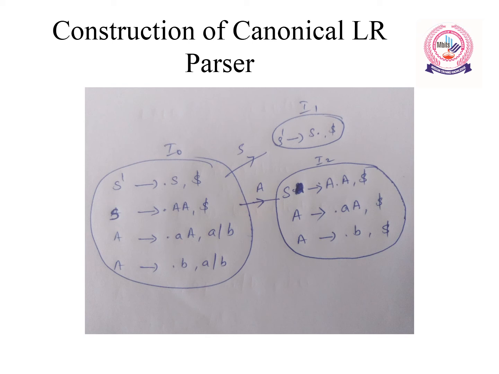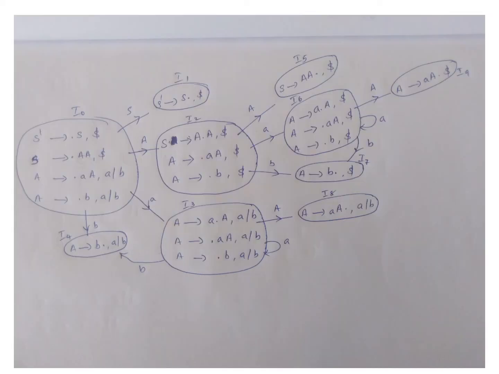Then how does this lookahead come? What is the general rule? The general rule is we need to identify the first of the second symbol that comes after the dot. What is first of that symbol? The second symbol here is dollar. What is first of dollar? First of dollar is dollar itself. So we put dollar here and dollar here. And similarly, we need to identify the rest of the states.